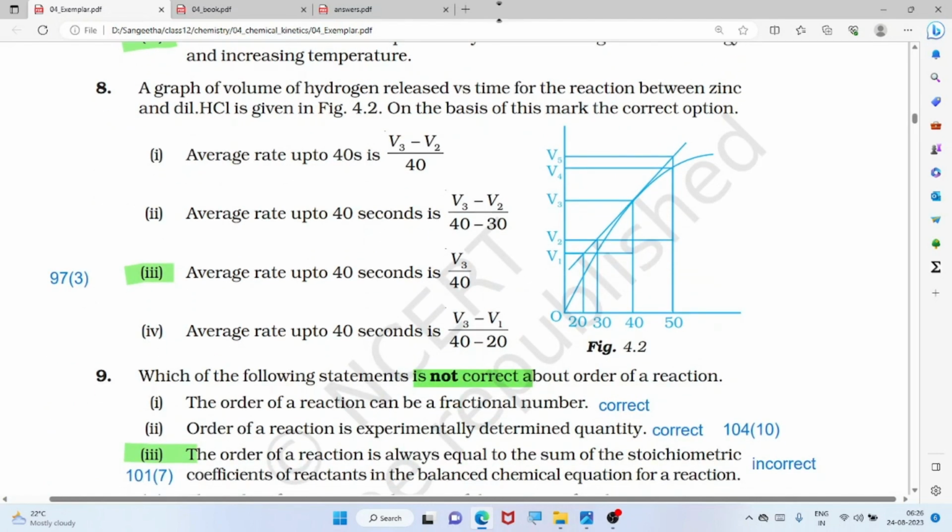Graph of the volume of the hydrogen released versus time, relation between the, okay, on the basis of this mark the correct option. This average rate is the difference in volume divided by the difference in time. Okay, this one is the correct.